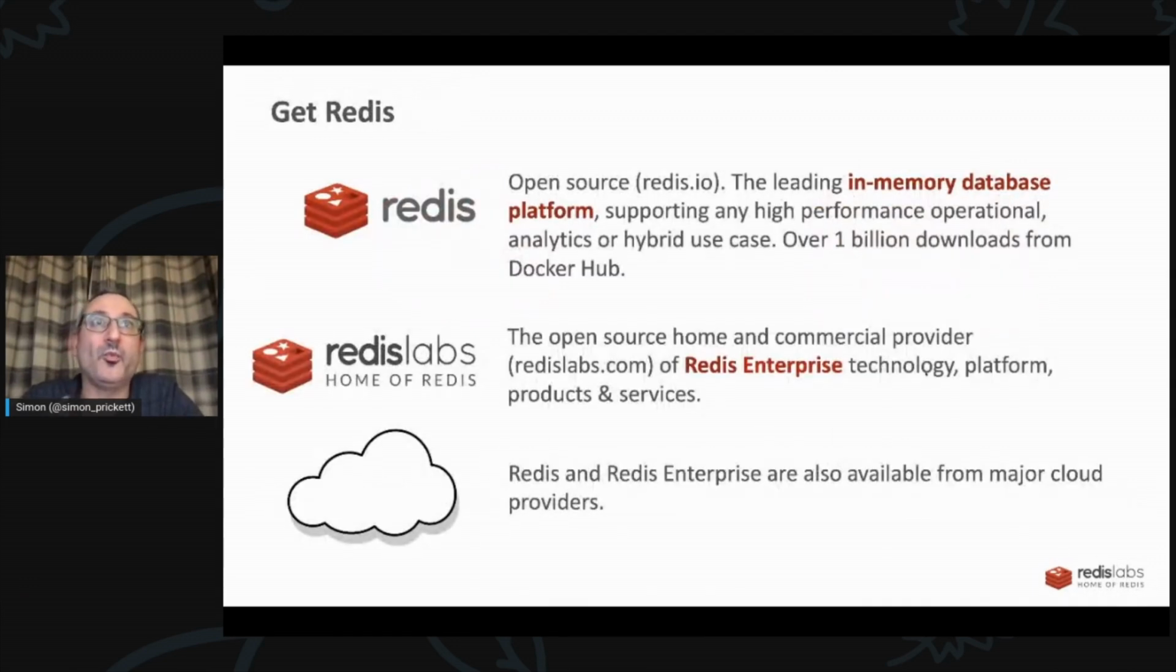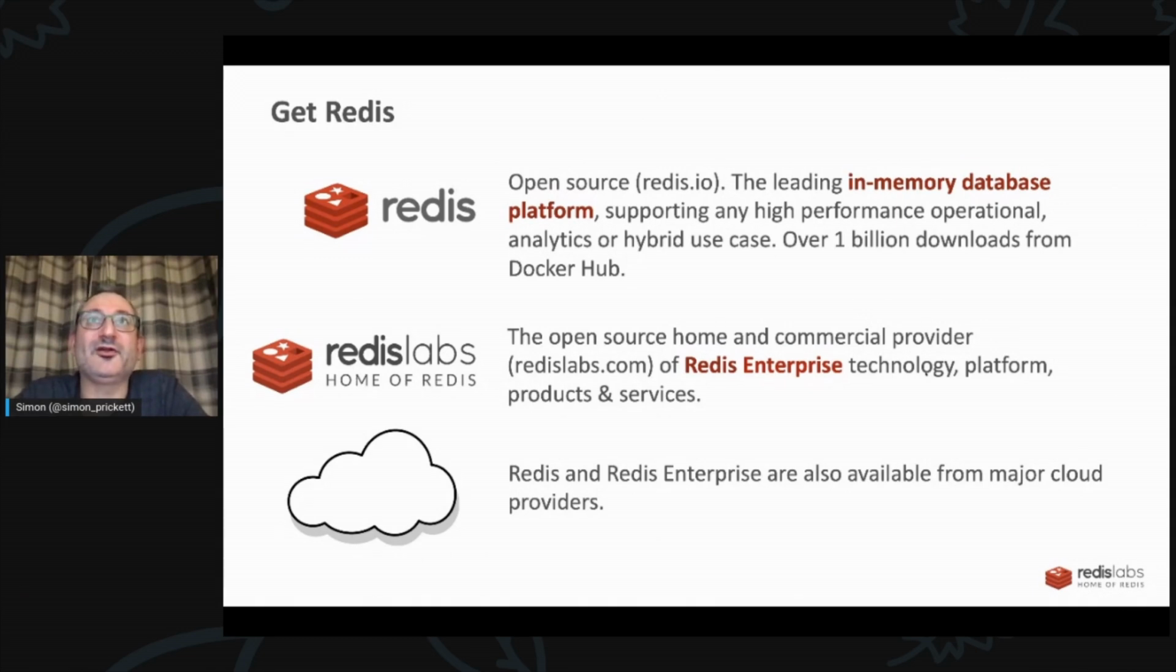So where can we get Redis, and how much is it going to cost us? Well, the good news is it's open source, so it's free. So you can go to redis.io and build your own. You can get it from source, or you can get it from Docker if you want to run it that way. It's extremely popular. There's been over 1 billion downloads of Redis from Docker Hub already. That figure's from quite a while ago now, so I would expect it to be substantially higher.